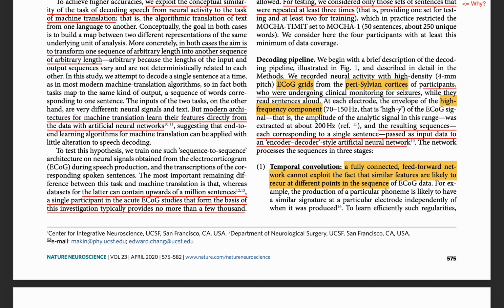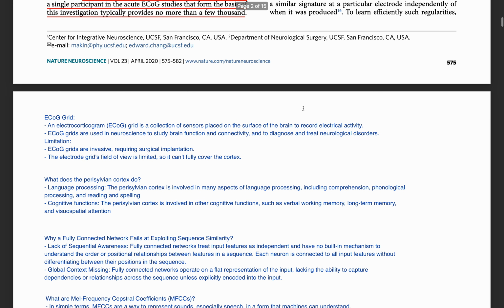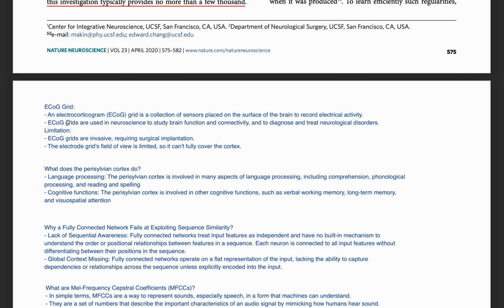So with respect to the decoding pipeline, this is a bit of domain terminology. These are ECoG grids which are used to collect the information of this region of the brain, and then this is the high frequency component they are trying to focus on. Now let's look at what that terminology means. The ECoG grids are basically a set of electrodes for electrocorticography. It is placed on the surface of the brain, so it is an invasive procedure, and it helps us capture brain activity, which can be further used for multiple applications.